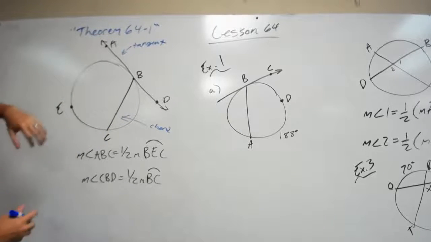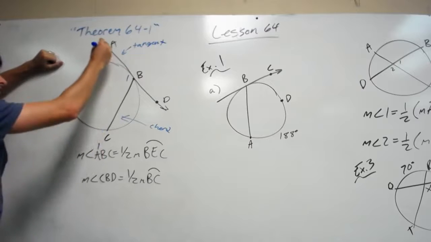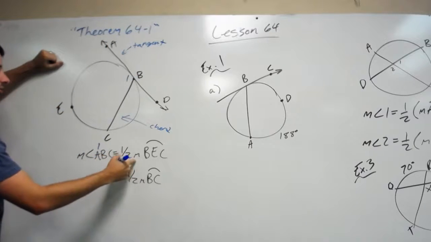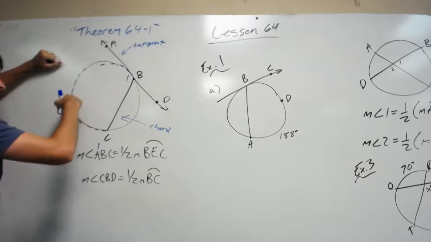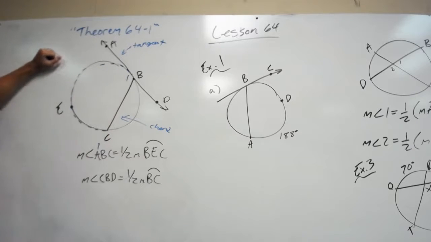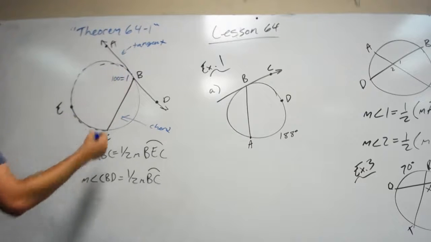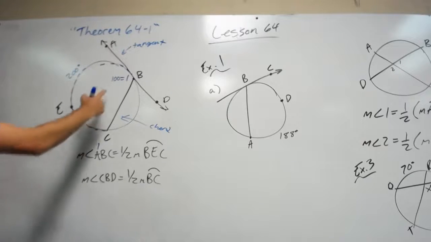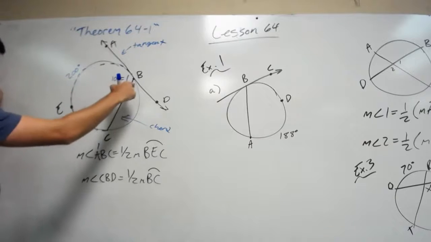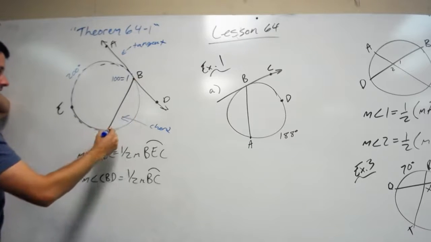Now what subtends means is, let's say we're talking about measure of angle ABC. I'll call this 1. The measure of angle ABC equals half of arc BEC. So here is arc BEC. BEC is said to subtend angle 1. That is the word that you would use. But if this angle was 100, we would automatically know that this arc is 200, because this angle is half of the arc. Or to the other side, angle CBD is equal to half of arc BC.